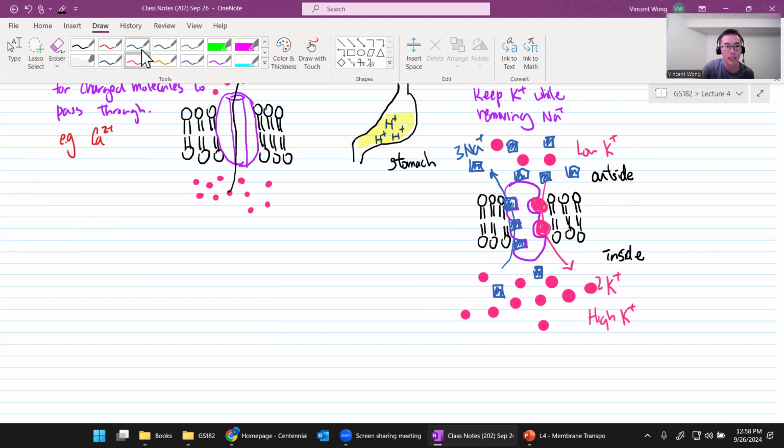So the story is the same for the sodium. If you keep on pumping them out, you will have low sodium on the inside and high sodium on the outside. So this requires ATP, because you are going against the concentration gradient for both of these ions, for the sodium as well as for the potassium.